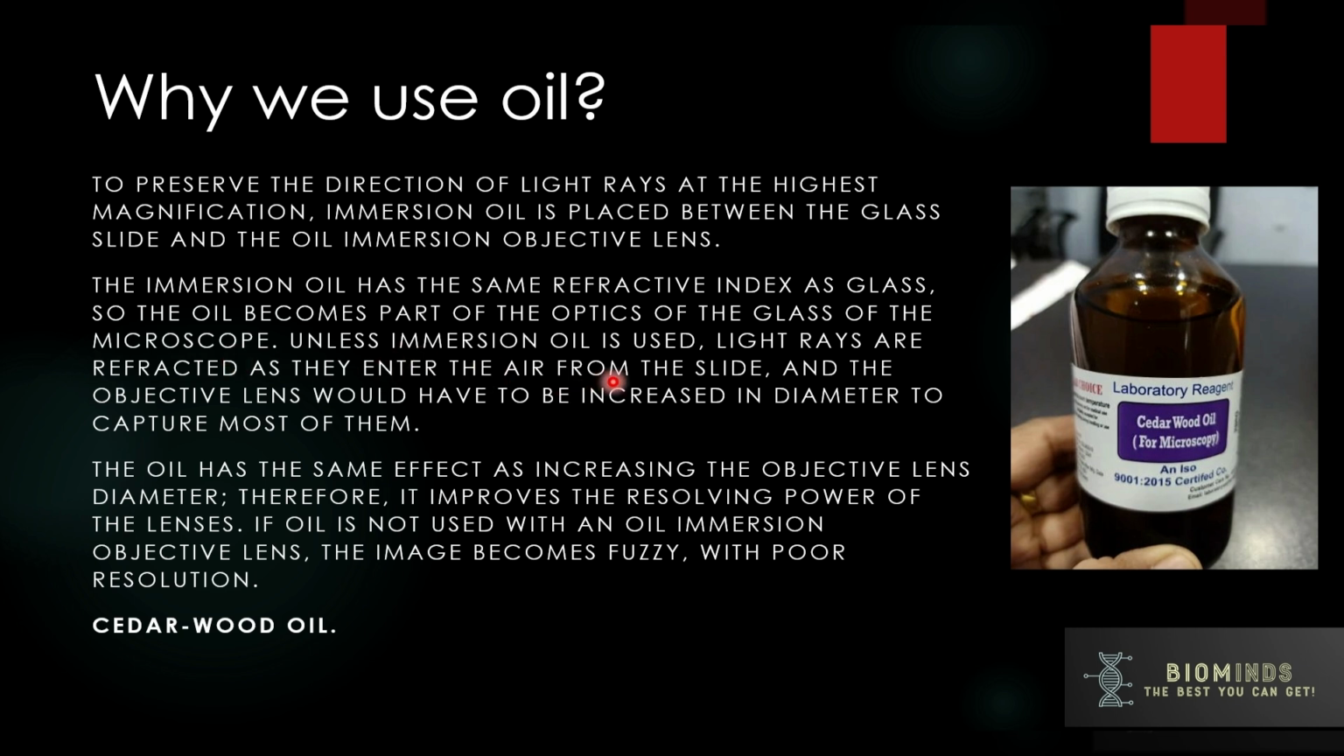Okay, so unless the immersion oil is used, light rays are refracted as they enter the air from the slide, and the objective lens would have to be increased in diameter to capture most of them. But we can't do that. We cannot increase the diameter of the objective lens to capture the refracted rays. So that's why we use oil, so that refracted rays can be captured by the objective lens. If oil is not used with an oil immersion objective lens, which is 100x, the image becomes fuzzy with poor resolution.